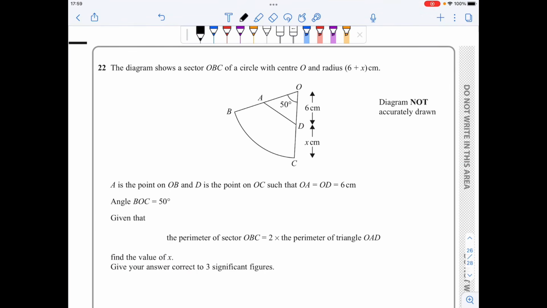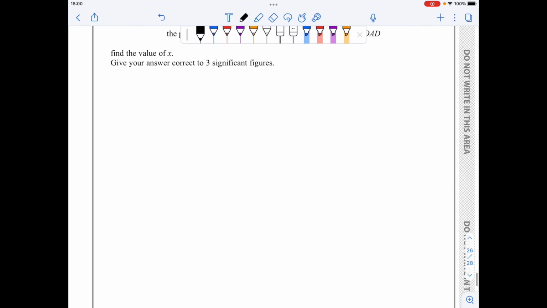For question 22, I'm given that the perimeter of the sector is twice the perimeter of the triangle. So I'll start by finding a formula for the perimeter of the sector. Now this is the sector I'm going to work with.